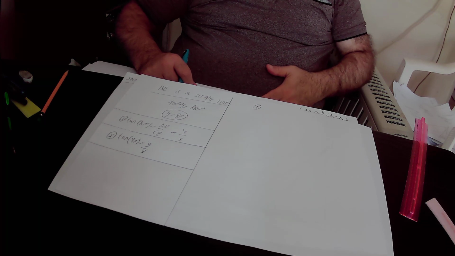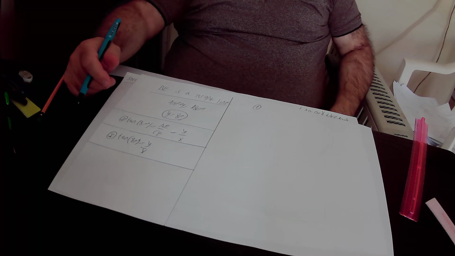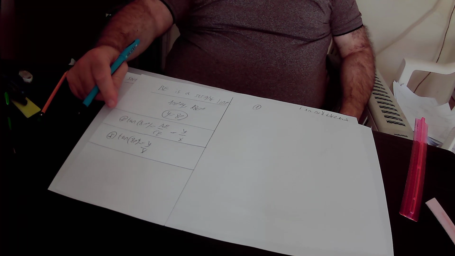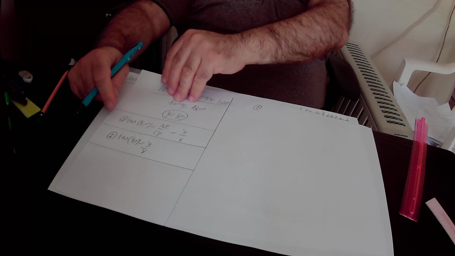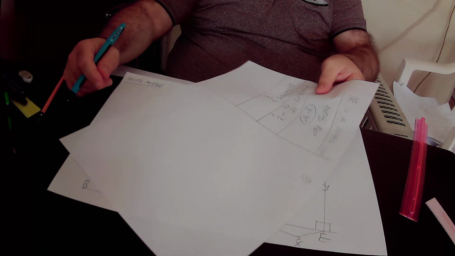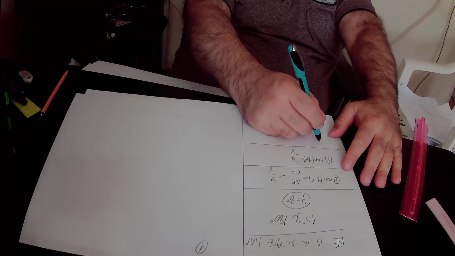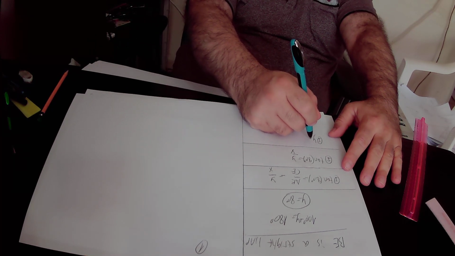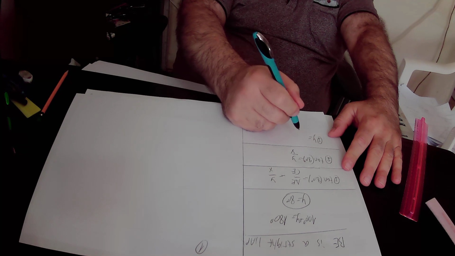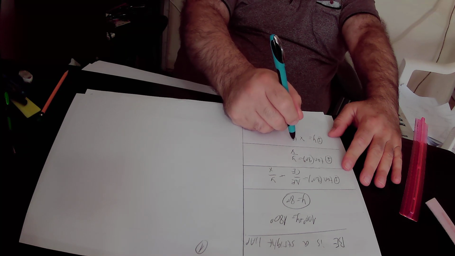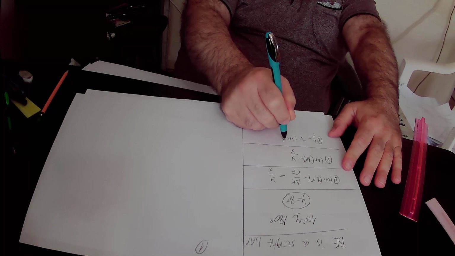Here we will multiply equation number 1 by X, and we will get that Y equals X times tangent 80 degrees.